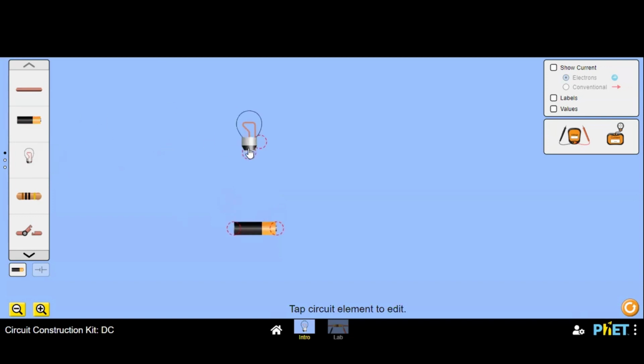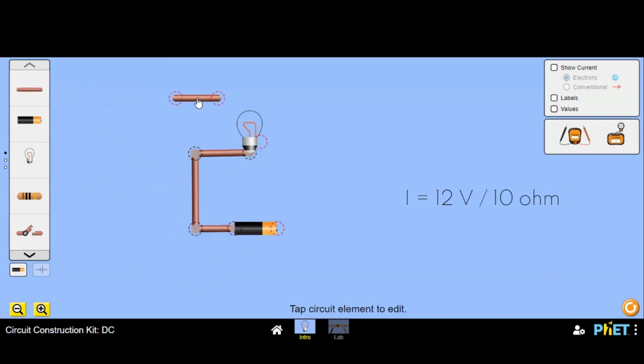To simulate short circuit condition in a DC circuit, we've chosen a battery of 12 volts and a bulb of resistance 10 ohms. And then connect them using copper wires. With the help of Ohm's law, we can calculate the current. 1.2 ampere current flows through the bulb and it glows.